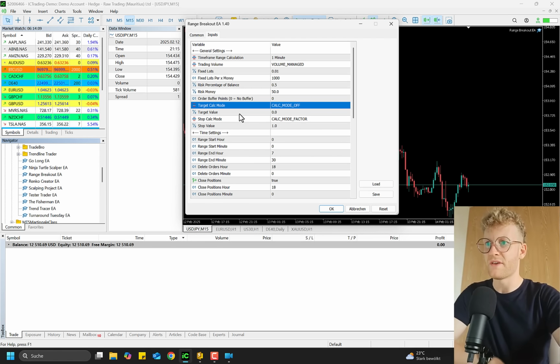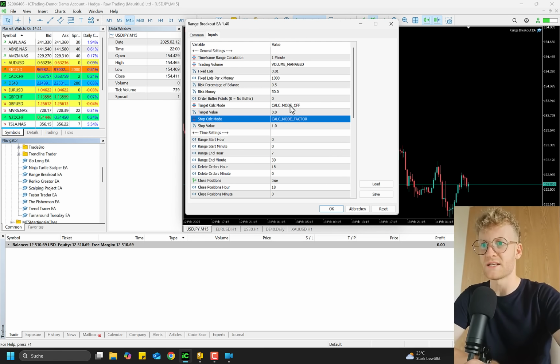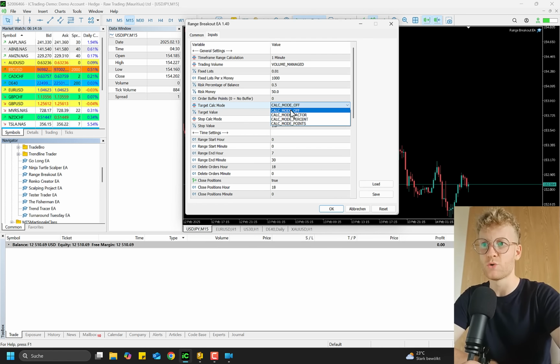Here we now have the TP settings and the stop loss settings. For TP and stop loss, we can always choose out of these options. We can choose calculation mode off, which means we do not place a TP or stop loss. I do not recommend to trade without a stop loss, but it's your money, so you're free to do whatever you want. So we can turn off the TP and the stop loss by using calculation mode off.